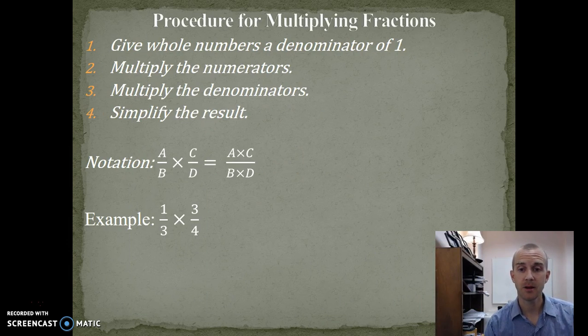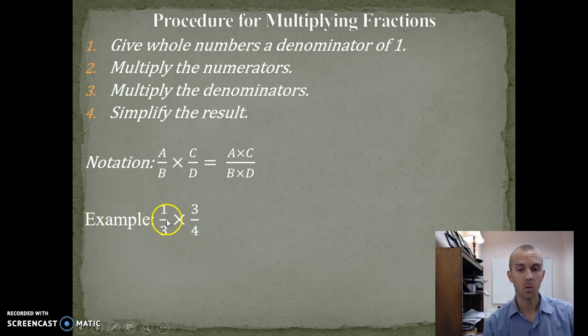Now how do we multiply fractions? When we multiply fractions, if we have a whole number, we need to give it a denominator of 1. So if it was a whole number of 3, it would be 3/1. Then we're going to multiply numerators, multiply our denominators, and simplify the result. The notation we'll have is A over B times C over D. So it's A times C over B times D, and then simplify.